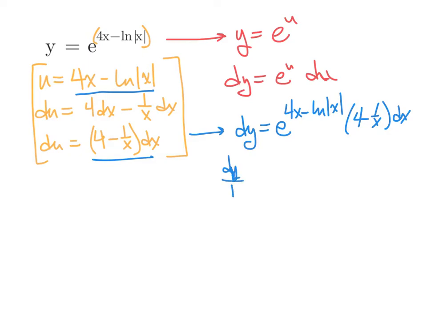Our derivative is e to the 4x minus natural log of absolute value of x times 4 minus 1 over x. And there's our derivative.